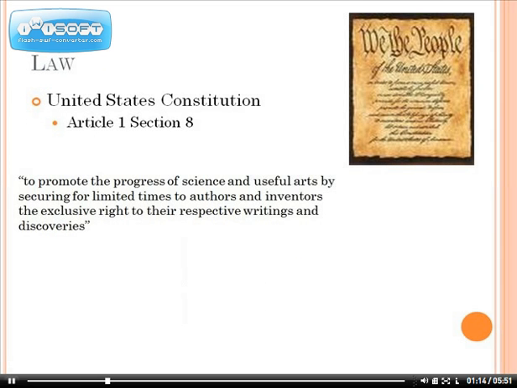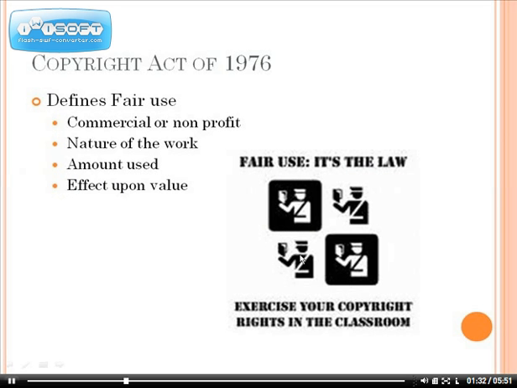It all started with the United States Constitution, Article 1, Section 8, which stated to promote the progress of science and useful arts by securing for limited times to authors and inventors the exclusive right to their respective writings and discoveries. And then in 1976, the Copyright Act of 1976 was passed. It incorporates Justice Story's fair use doctrine to define 4 factors that must be considered when determining fair use.